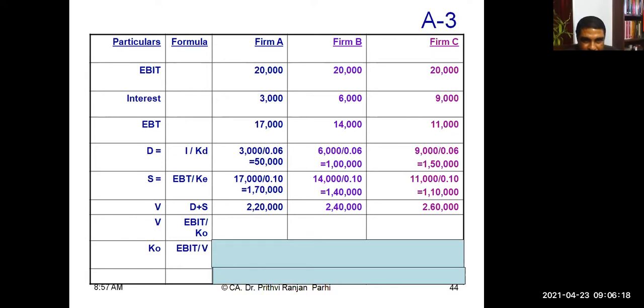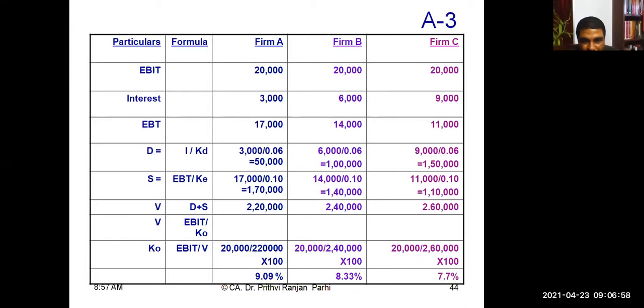Are you trying? The first case, EBIT is 20,000 and the value is 2,20,000. So what is KO? Are you calculating? 0.09. So you see the KO calculation will be like this, and it comes to 0.09. Second case, 8.33%. Third case, 7.7%.